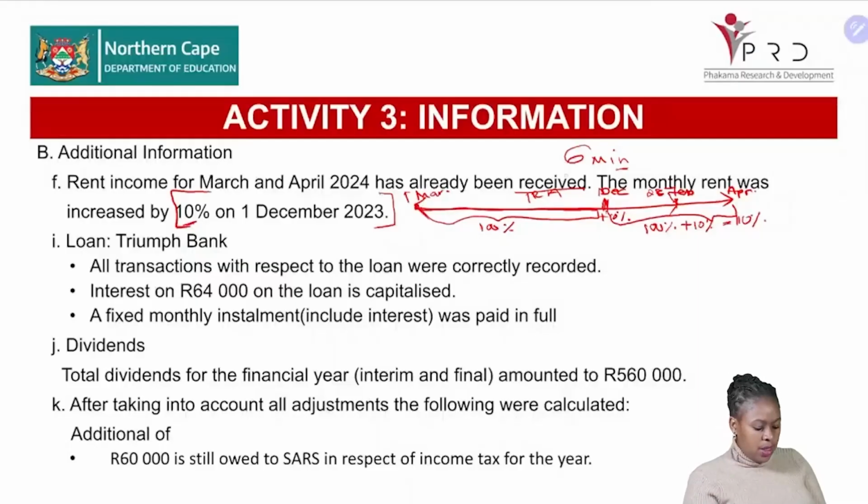All right. So then I'm going to say my 100 multiplied by the number of months that I received 100%. So it will be March, April, May, June, July, August, September, October, November. I cannot include December because the change happened on the 1st. So we only received 100% until November. So that is 9 months.